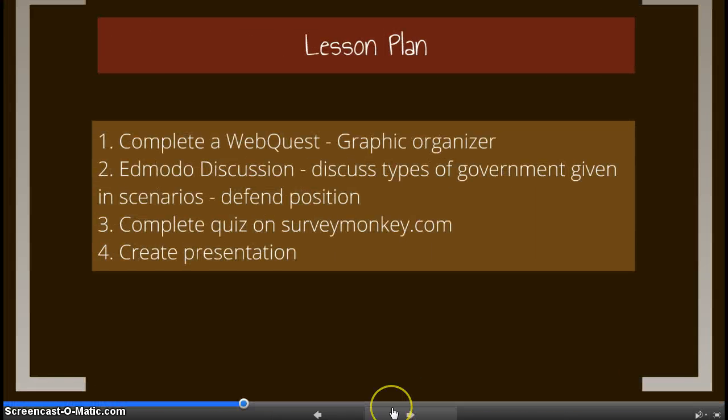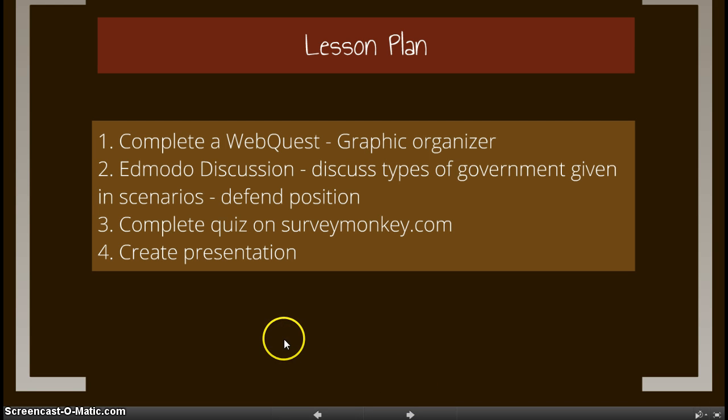Okay, the lesson plan itself. The first thing they did is complete a web quest, and they have already been introduced to this information in the past, so it wasn't anything new to them. They were able to do some research based on websites that I gave them to complete a graphic organizer.